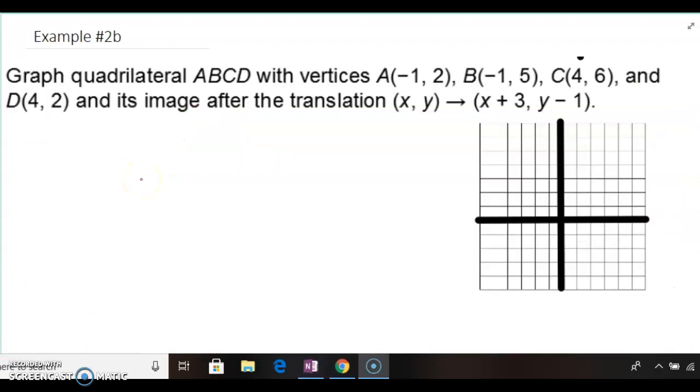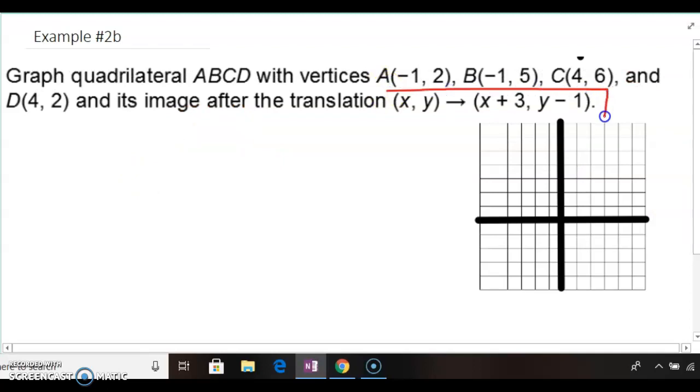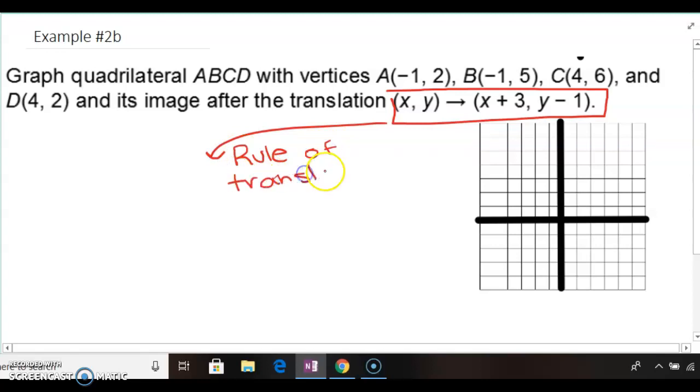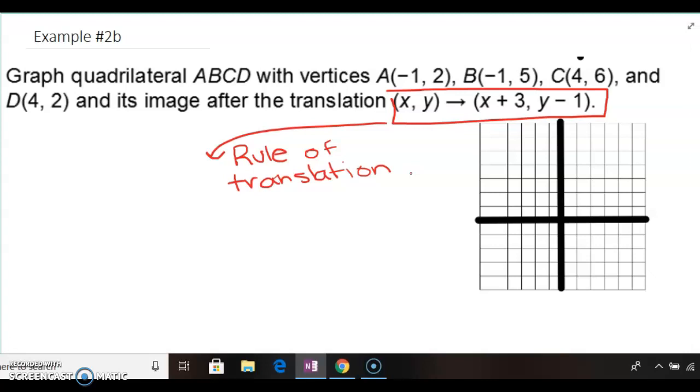All right, now we're going to translate this one using a rule. Okay, so this here, this is a rule. I'm going to put rule of translation. And it's pretty much the same thing as a vector. It tells us how far and what direction and how much we're moving. The difference is the way it's written.